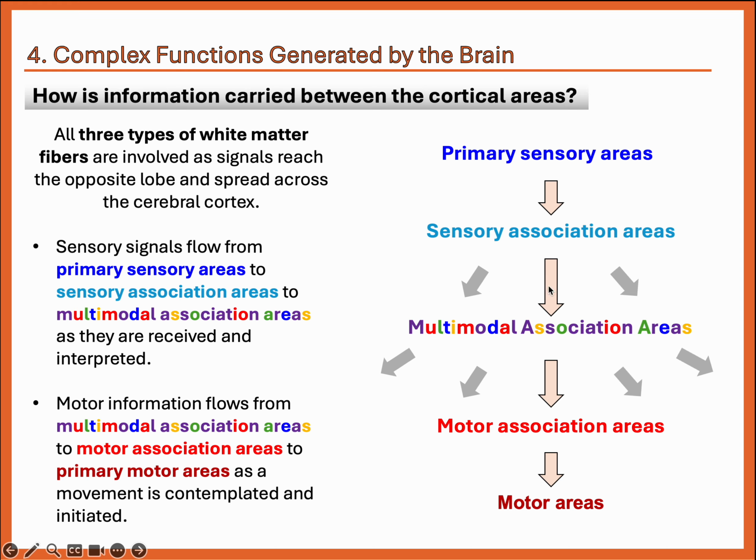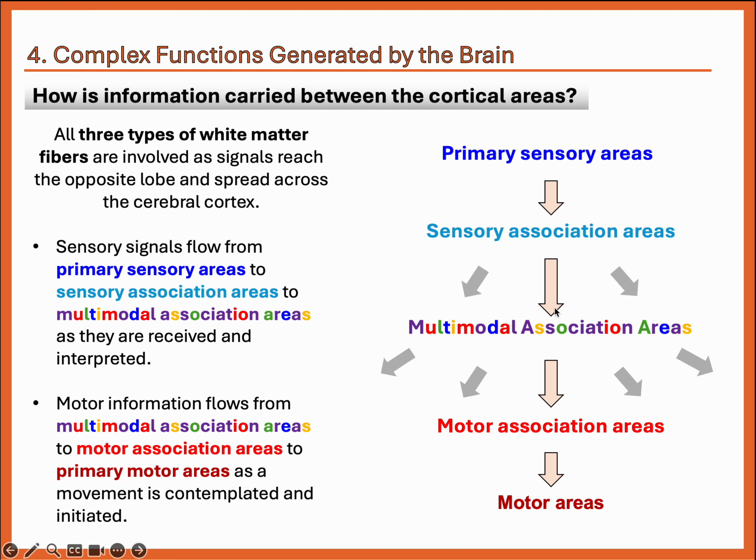So touch comes in, taste, right? Vision, hearing, all converge. All of those association areas converge onto a multimodal association area, right? And then here they could really be interpreted all together as one big world and what's going on, right? And then you could decide to do something about that perception of things, right? For example, you might hear someone insulting you.